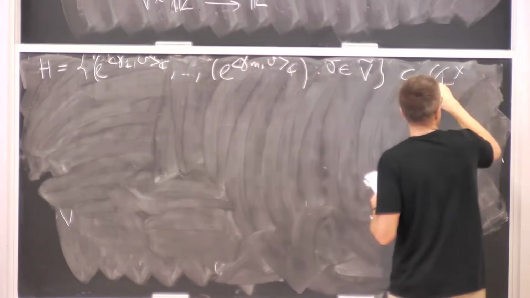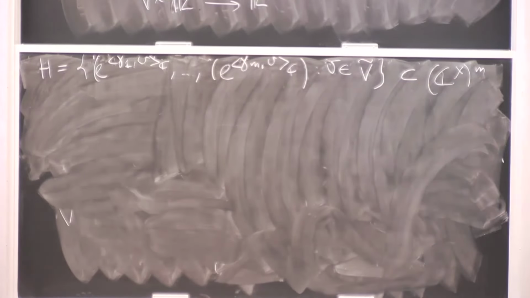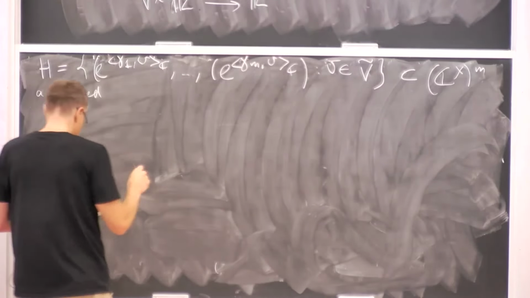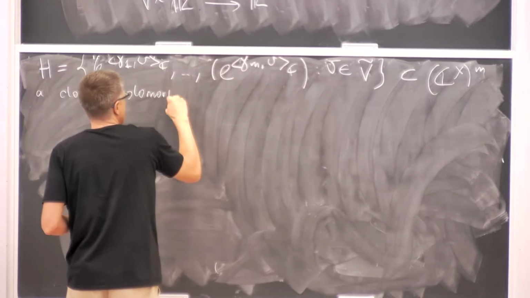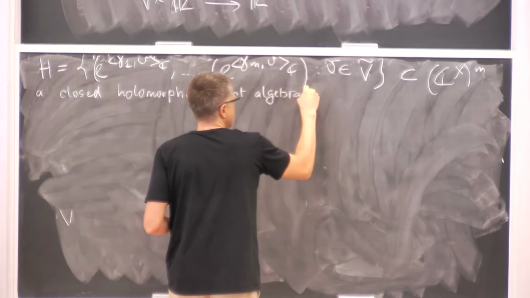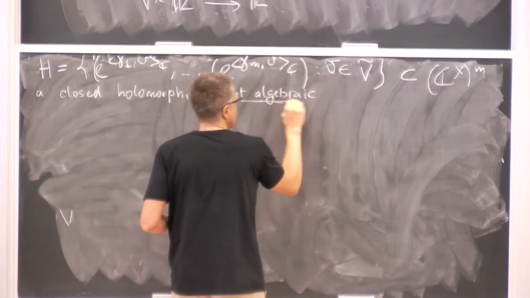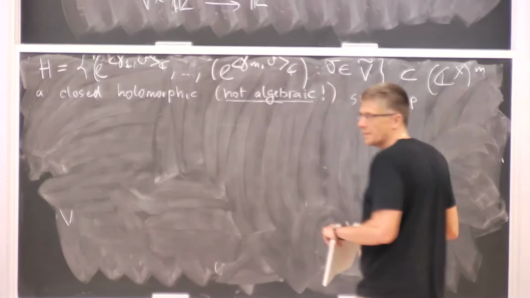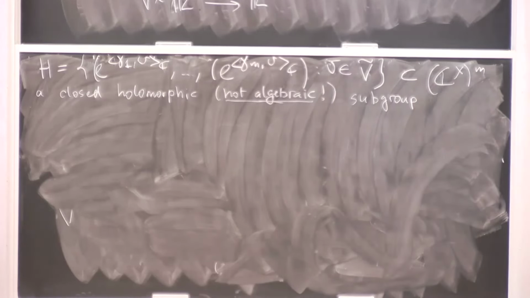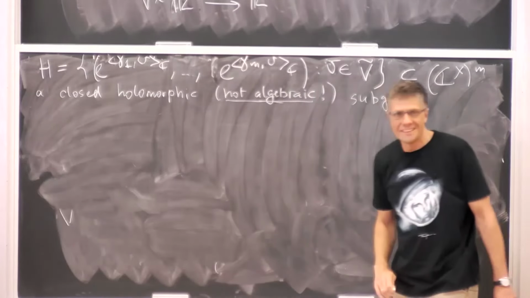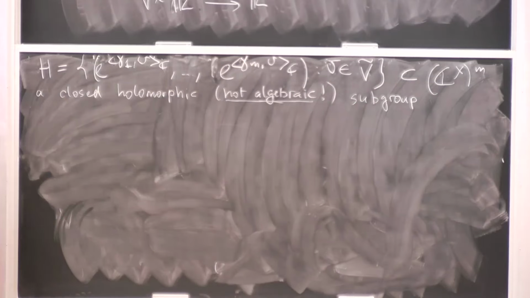Now this is a holomorphic subgroup in an algebraic torus. And you can check that it's actually a closed holomorphic, but not algebraic, subgroup in this algebraic torus, because there are exponents here. The exponents are holomorphic but not algebraic.